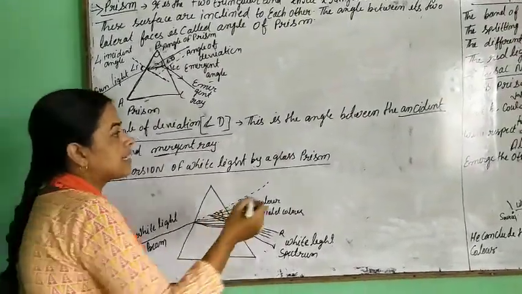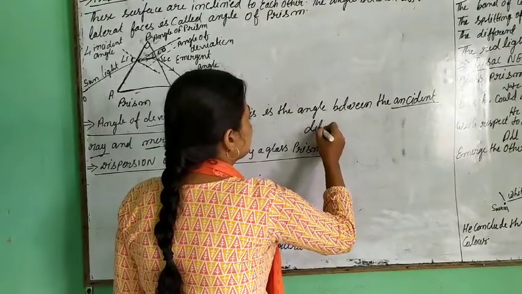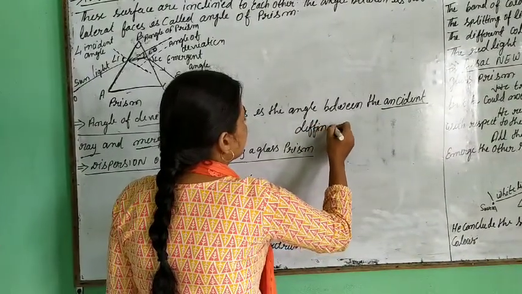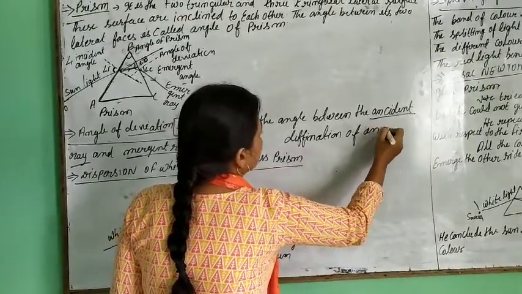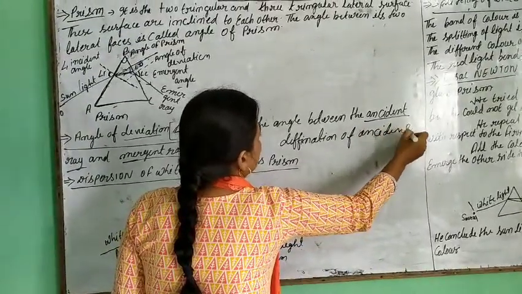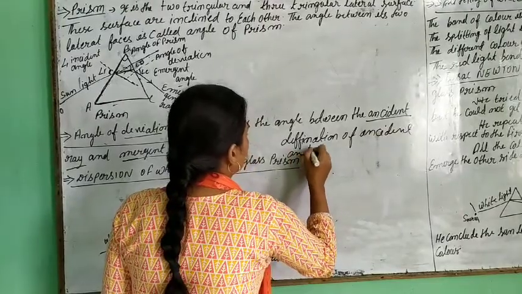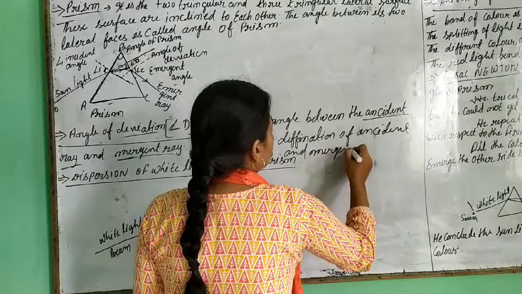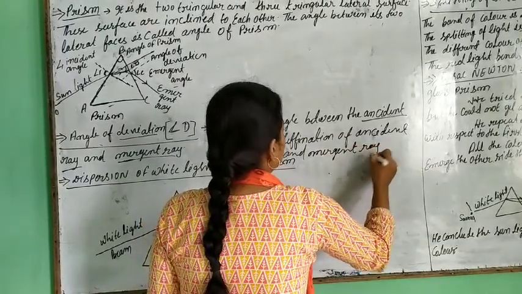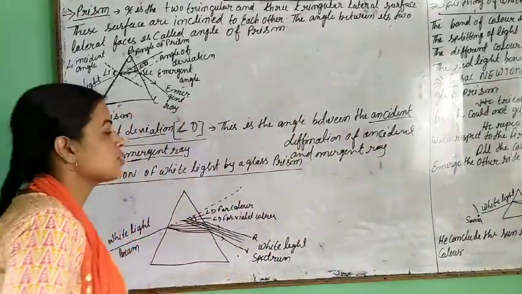So write the definition of incident ray and emergent ray in your notebook. This is your work.